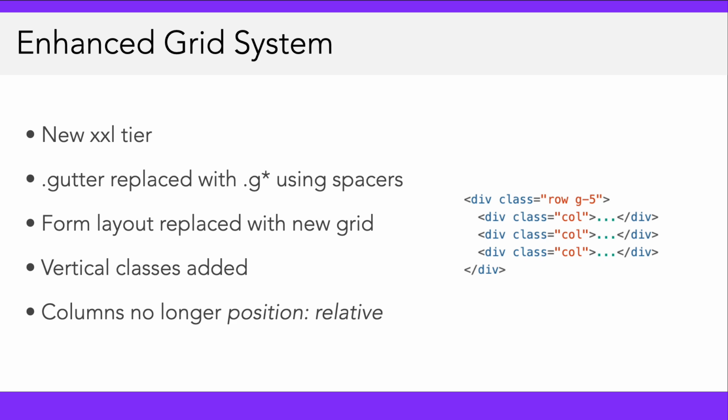So some of the changes are a new sizing tier of XXL. The gutter class has been replaced with a utility, much like the margin and padding. So you can do g-1, g-2, using the spacer values as you would with margin and padding. Form layout options have also been replaced with the new grid system. Vertical spacing classes have been added, and columns are no longer positioned relative by default. So pretty subtle changes or additions, but like I said, they didn't want to have things break like you had from upgrading from 3 to 4 with the grid.